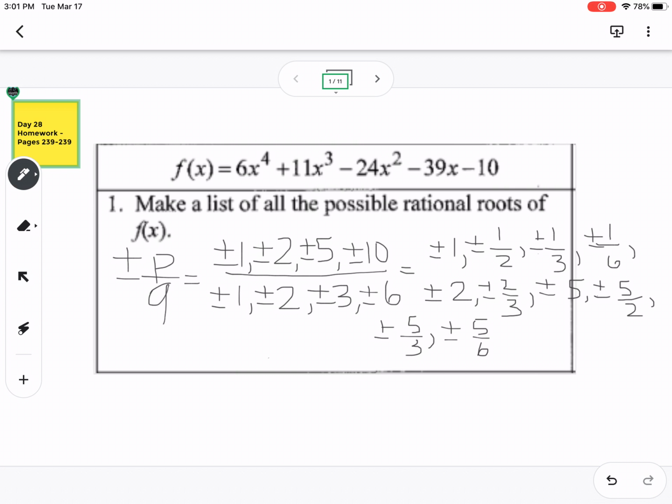Now we can move on to the 10. So 10/1, so plus or minus 10. 10/2, we already had the 5, so 10/3. And the last one is 10/6, which is the same thing as 5/3, which we already have. So there's number 1 for you.